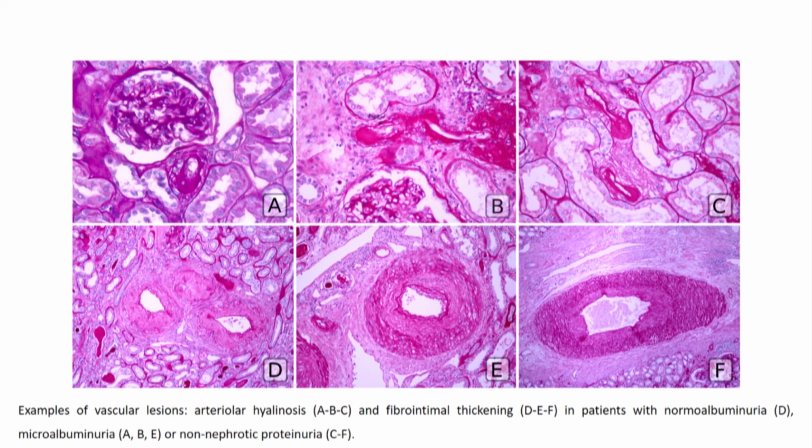These are some very beautiful pictures from colleagues at the pathology department, and you can see what we discussed before, these vascular lesions very clearly, like arterial hyalinosis and fibrointimal thickening, in different types of patients regarding the level of albuminuria. The next slide, please.